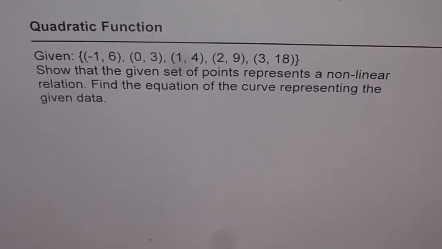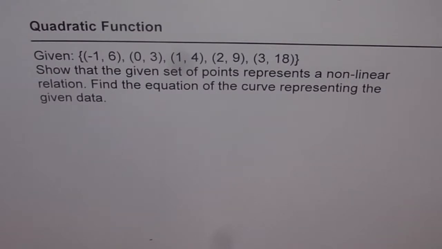Quadratic function. Given set of points -1, 6, 0, 3, 1, 4, 2, 9 and 3, 18. Show that the given set of points represents a nonlinear relation. Find the equation of the curve representing the given data. Now there are two parts to this question. First one is to prove that the data does not represent a linear relation. And second is to find equation of the curve where these points lie.